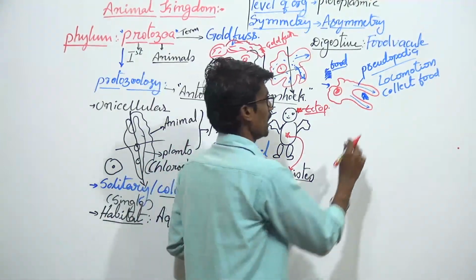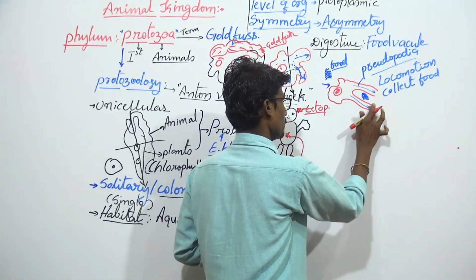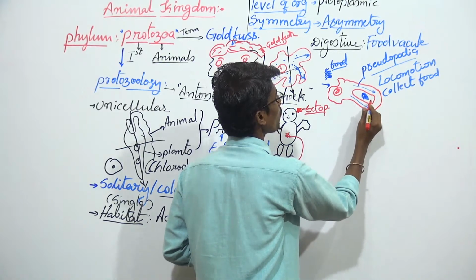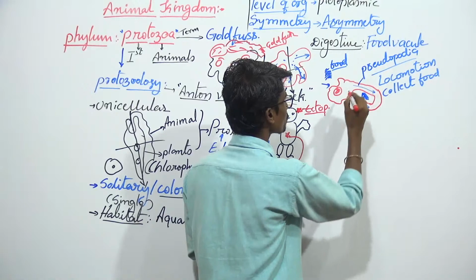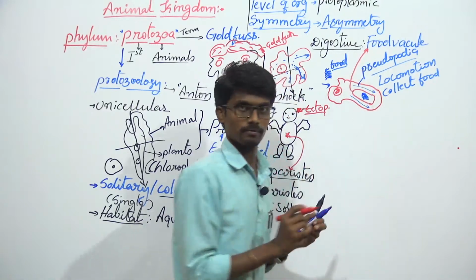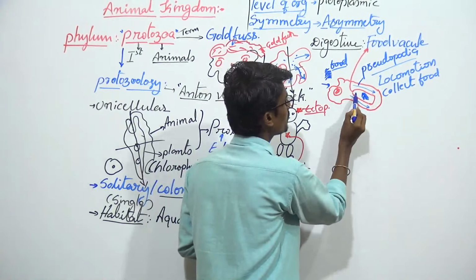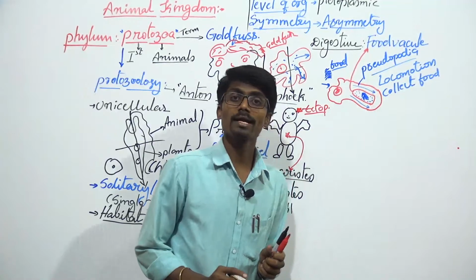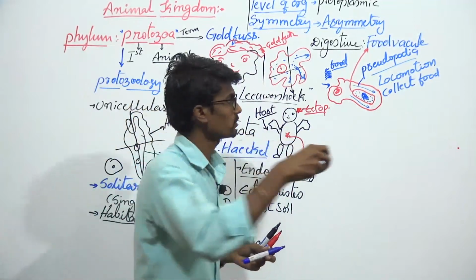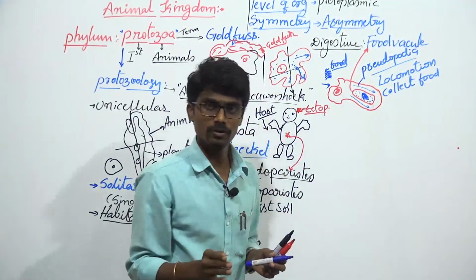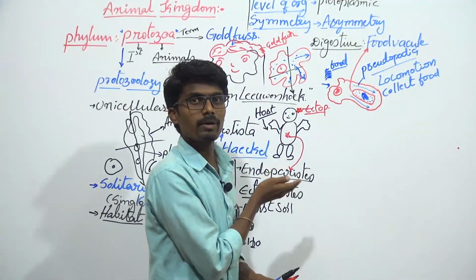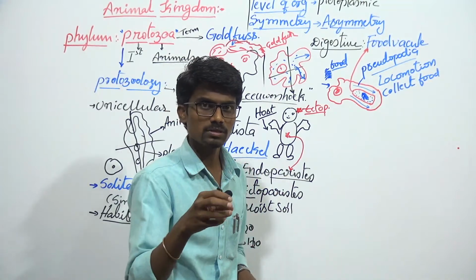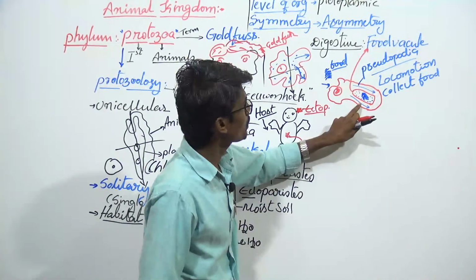Later what happens? These both pseudopodia will fuse together to produce what? One vacuole, and this vacuole is known as the food vacuole. This food vacuole can release some enzymes, those are proteolytic enzymes, which can digest the food. It may be Euglena, it may be Paramecium, it may be any bacteria or whatever it may be, and those are digested inside the food vacuole.